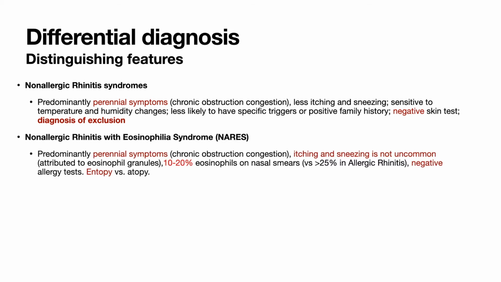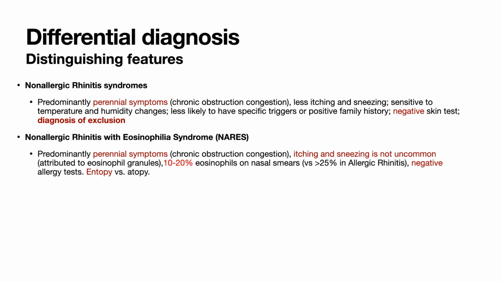One such disease that falls under the category of non-allergic rhinitis, but that shares many similar features with allergic rhinitis, and therefore can be a source of confusion, is non-allergic rhinitis with eosinophilia syndrome, or NERS for short. Like other non-allergic rhinitis types, perennial symptoms predominate. However, unlike other non-allergic syndromes, irritative symptoms such as sneezing and itching are pretty common. What is more confusing is that a smear of the nasal mucosa will show abundant eosinophils, a feature that is characteristic of the allergic type.